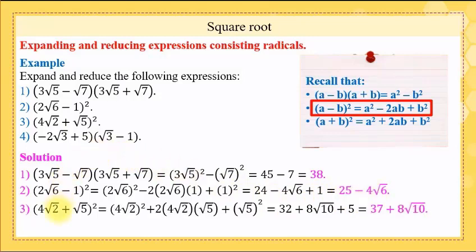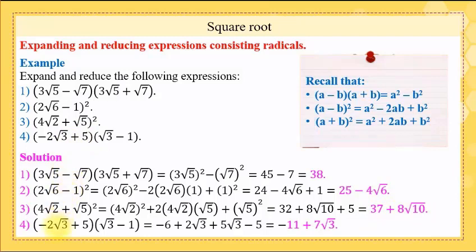The third one also can be expanded according to the third identity. We have 4 radical 2 as a and radical 5 as b, and then expand according to the identity to find the expanded form 37 plus 8 radical 10.